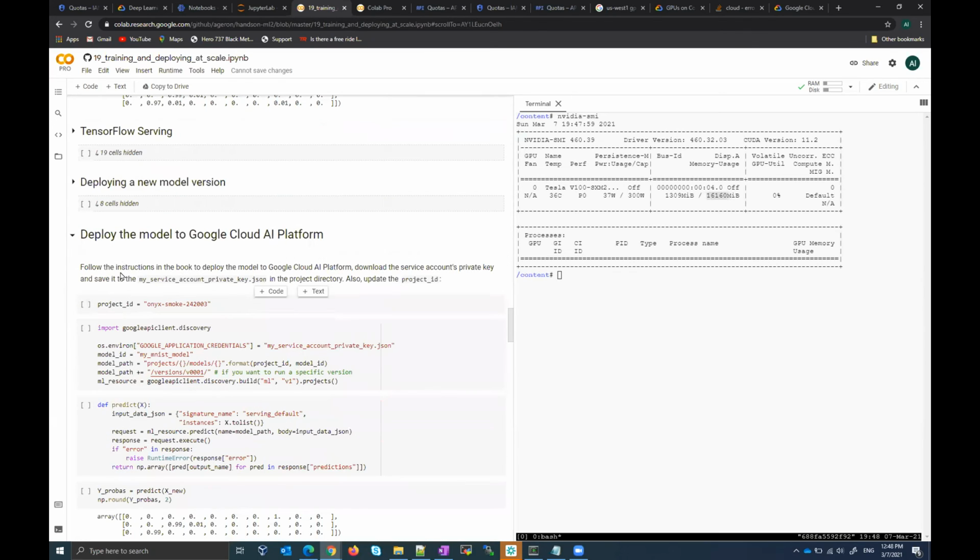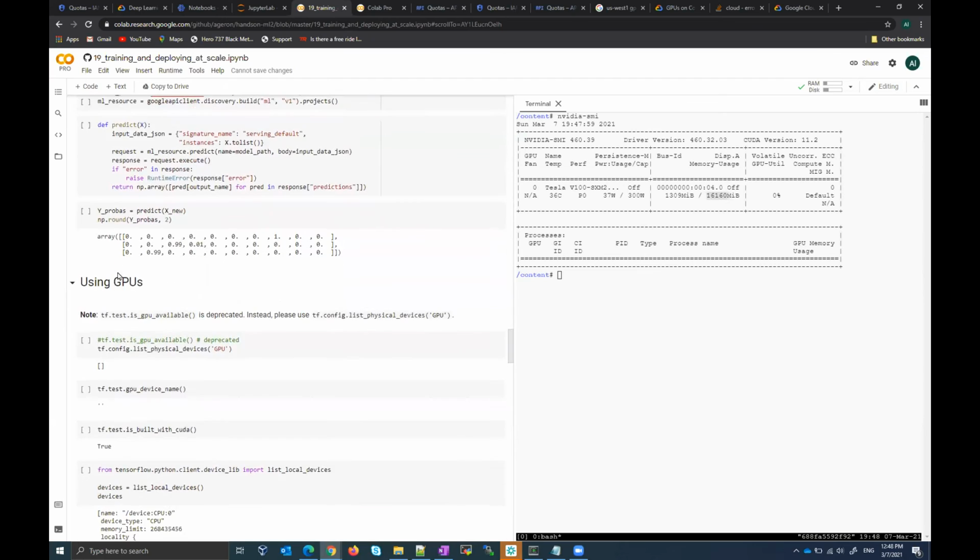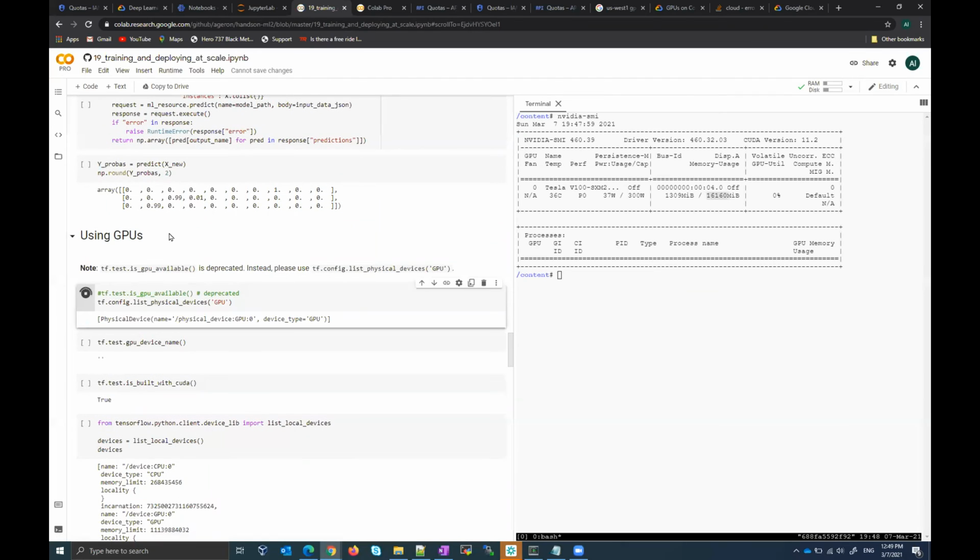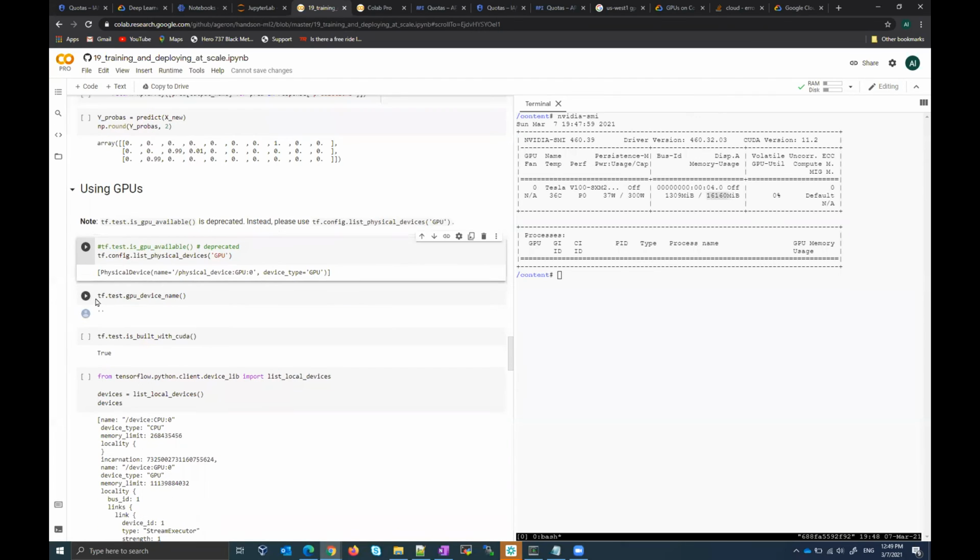Yes, as far as I know, I can only get one. I do not know about the Pro features, the benefits that they offer, but yeah.